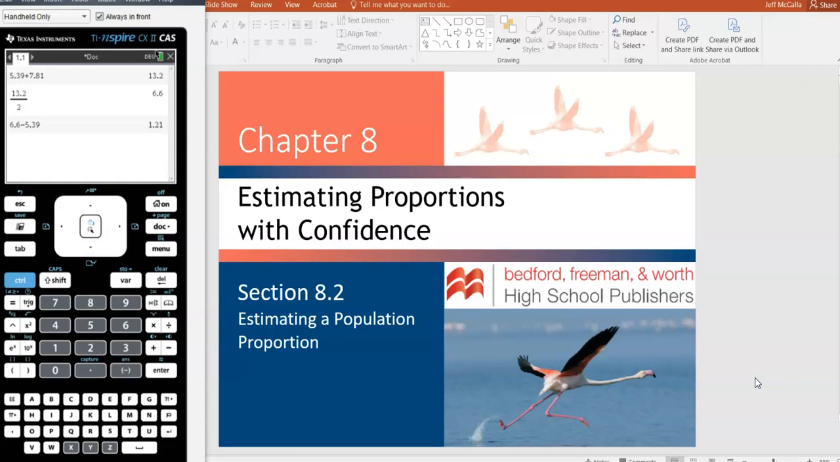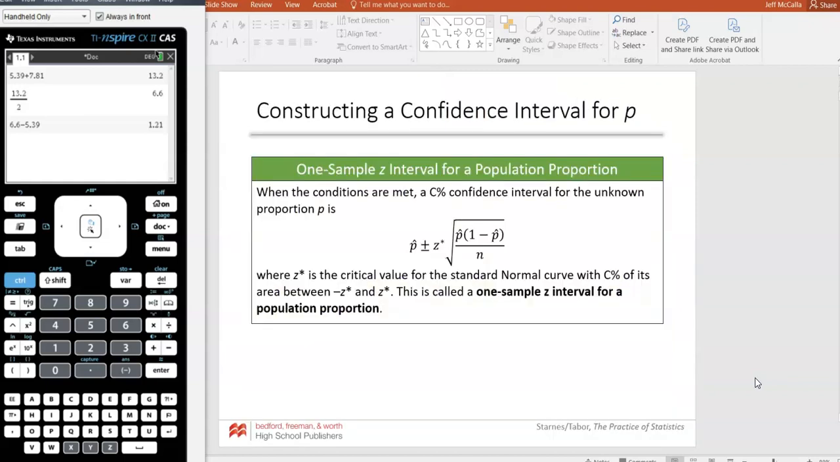Okay, so we're on lesson 8.2, the first lesson in here. So 8.2a. This is the formula for the one sample z interval. We also often call this one prop interval, for proportions or something like that. One prop meaning one proportion.